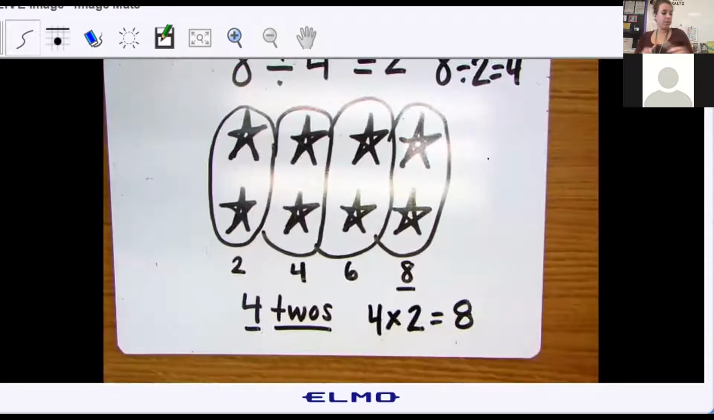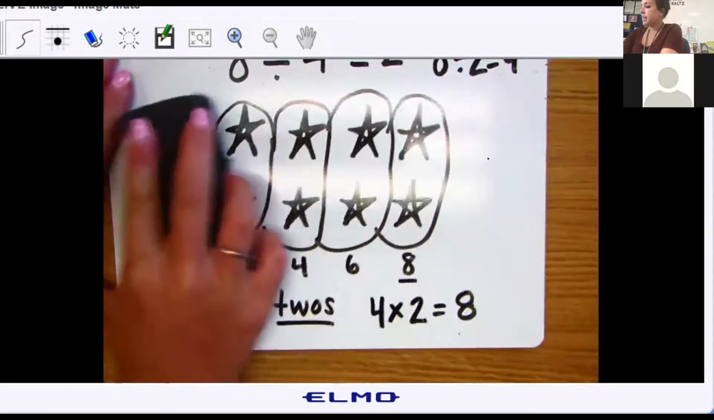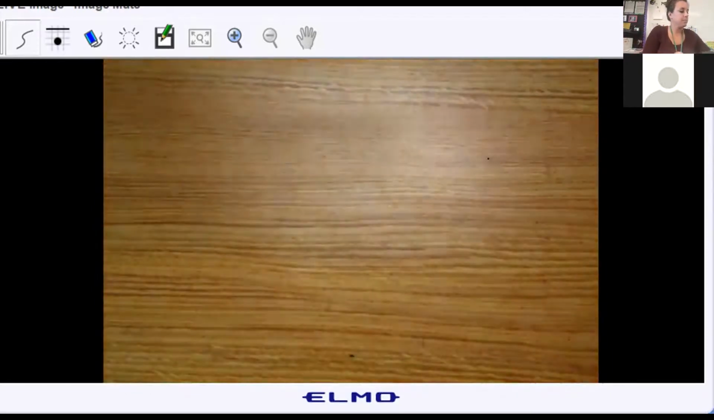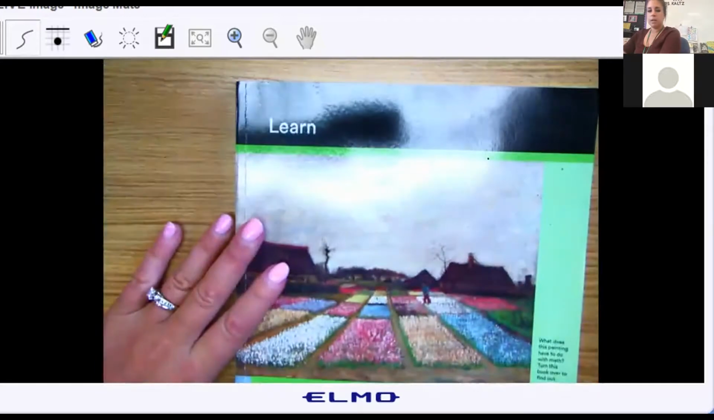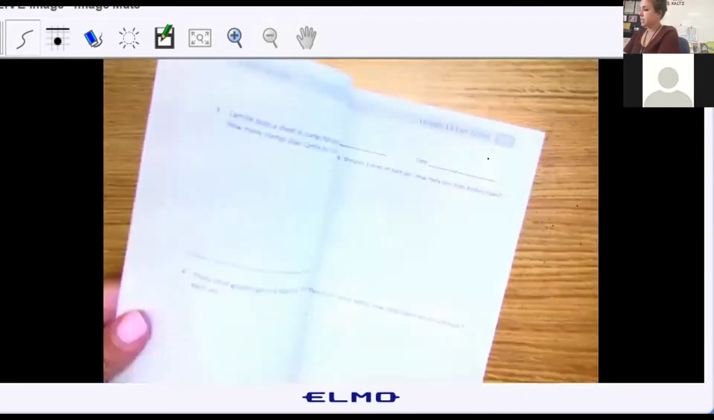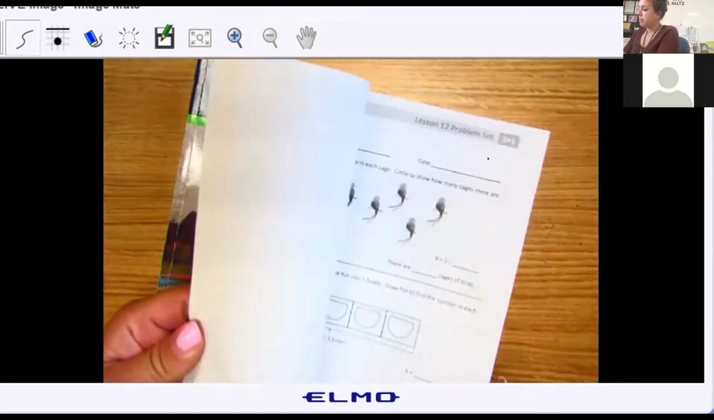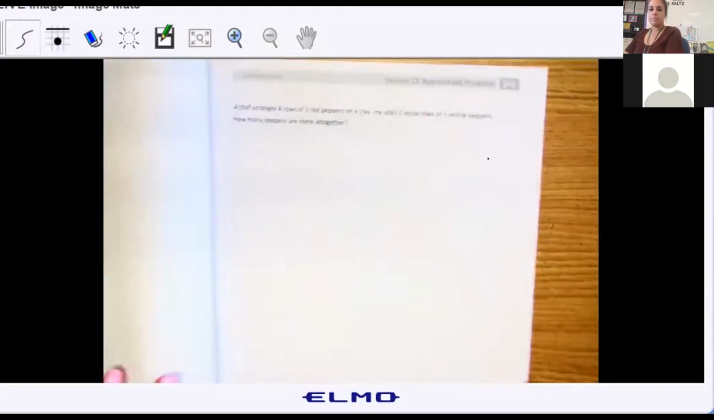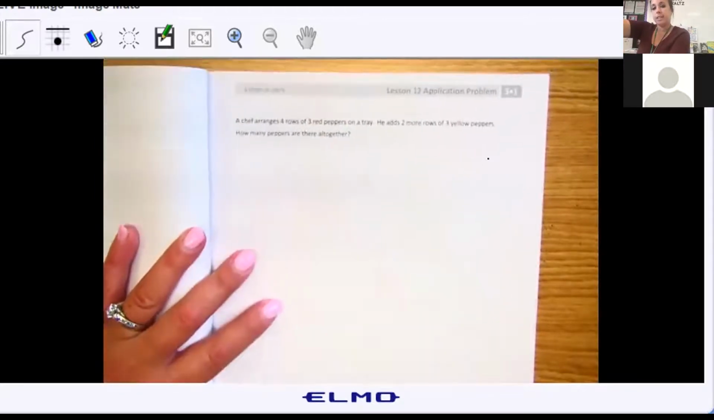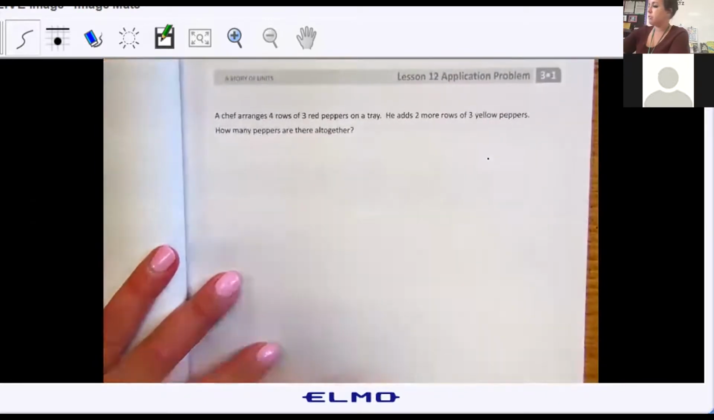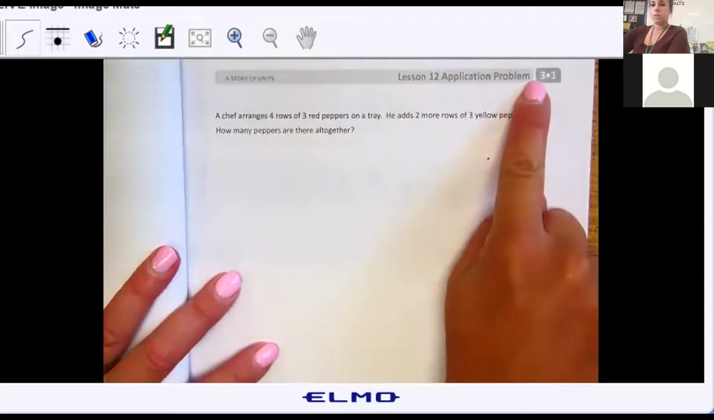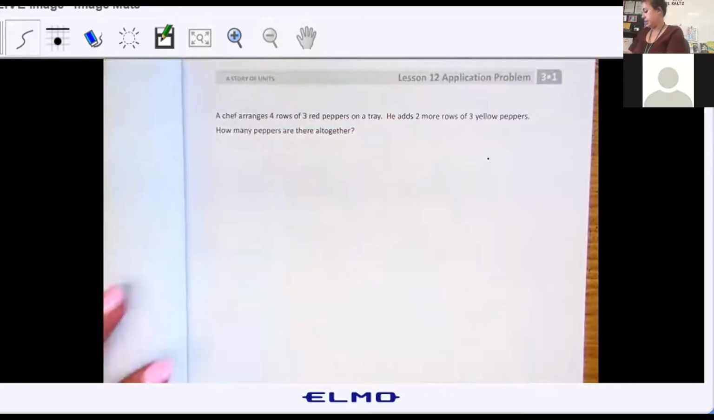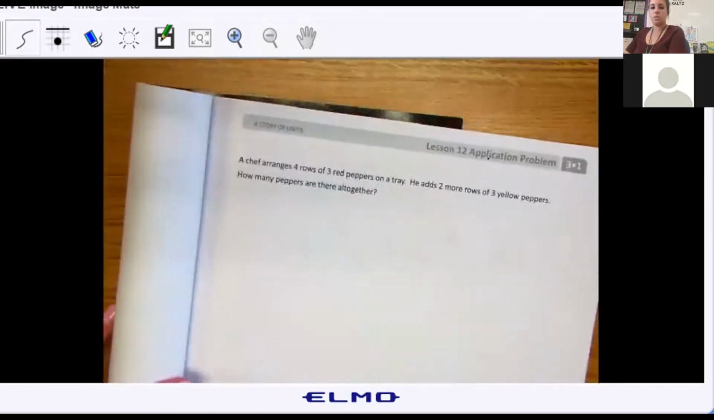All right, finally, you can put your whiteboard away. I would like you to get your Learn book out, and we're going to do the application problem in our Learn book. So the Learn book has the blue trim, and the lesson 12 application problem is on page 71, and it starts with a chef. At the top, you'll see lesson 12 application problem 3.1. We're in 3rd grade, module 1, and it starts with a chef. If you need a minute, page 71, pause the video so you can get there.